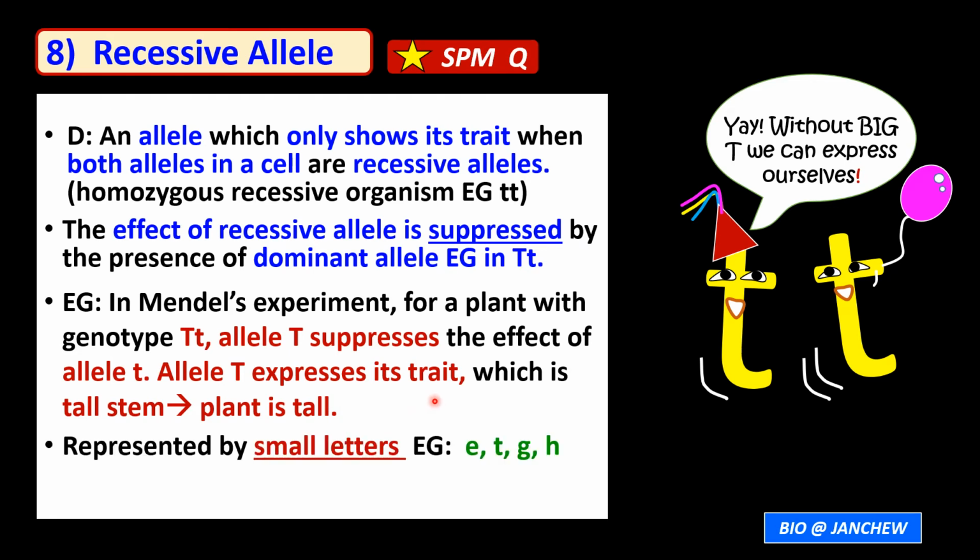And usually, we assign small letters or lowercase letters to represent recessive alleles, whereas capital letters are used to represent the dominant alleles. Now, can you give me an example of a recessive allele for humans or for the pea plant? If you're asked to give an example of recessive allele, you can state the allele for dwarf stem or the allele for straight hair. For example, the allele for straight hair is a recessive allele compared to the allele for curly hair, which is a dominant allele.